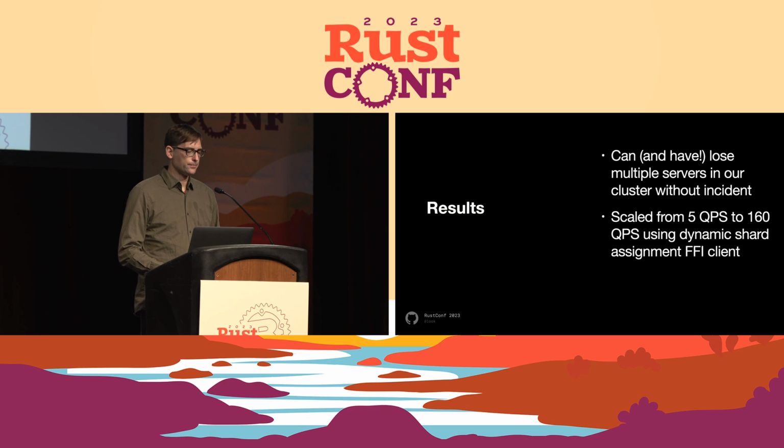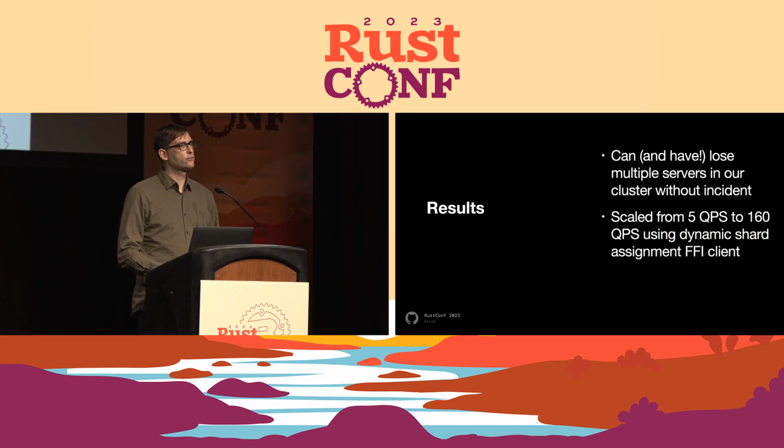So as a result, we can and have lost multiple servers in our cluster without incident. We are no longer embarrassed by our static list of host names in the Go code to determine what we need to query. When we launched our technical preview, we were only serving about 5 queries per second. And now we're peaking at over 160 queries per second using this dynamic shard assignment client. Now, of course, that's not because we're using FFI, but it shows that we are able to scale the system using this approach. It hasn't been a bottleneck or a problem in the system at all.